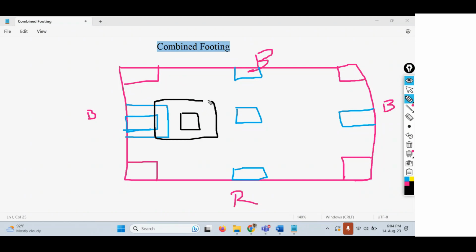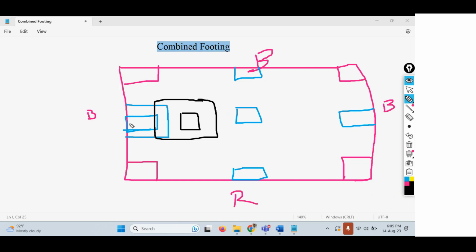So what is happening here? The footing of the blue column is coinciding with the footing of the black column. So here there is no chance of providing isolated footings. You cannot provide isolated footings in this way. Why can we not provide isolated footings?